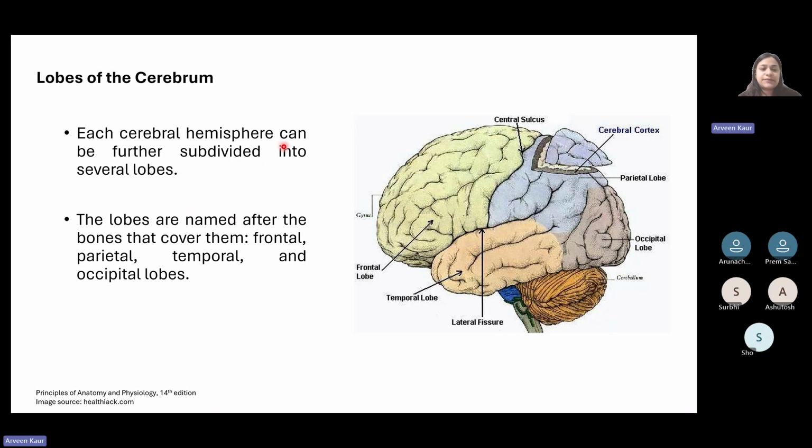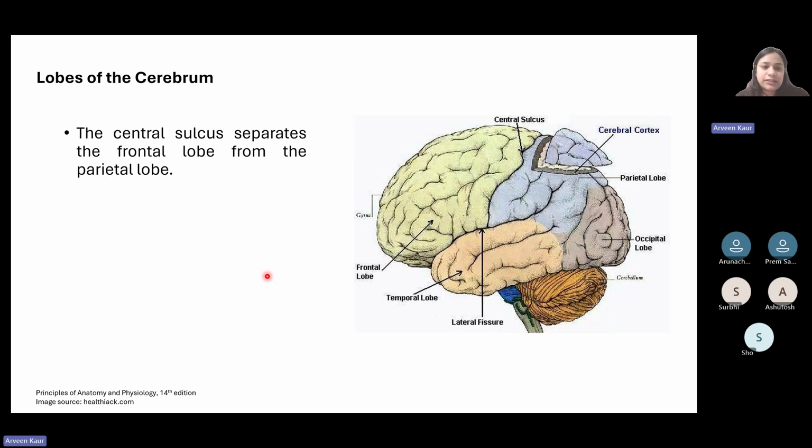Each cerebral hemisphere can be further subdivided into several lobes. The lobes are named after the bones that cover them: the frontal, the parietal over here, temporal, and occipital lobes. Just on top of this, there are bones, the facial and the skull bones, that are present. So these lobes are named after the bones that are covering them.